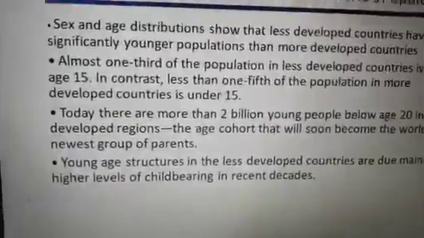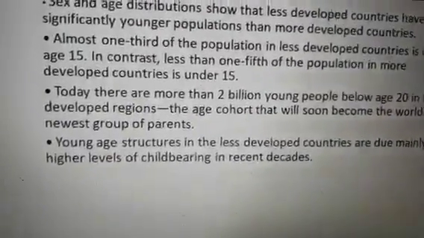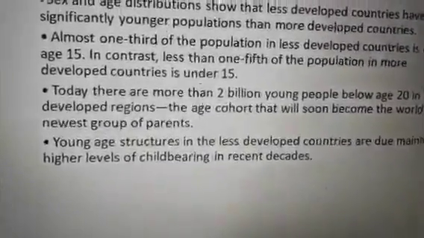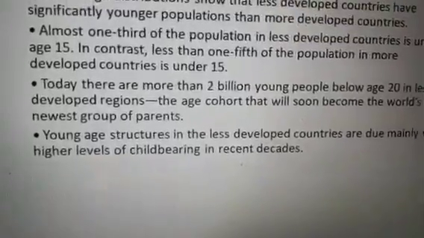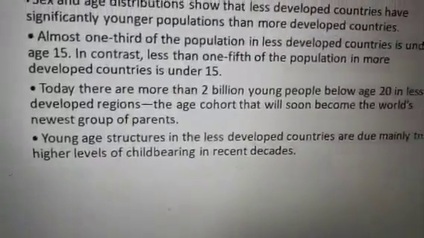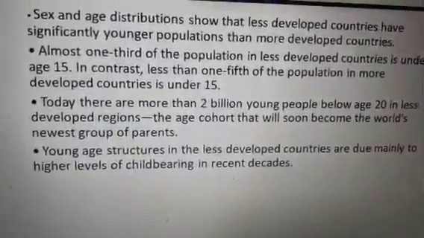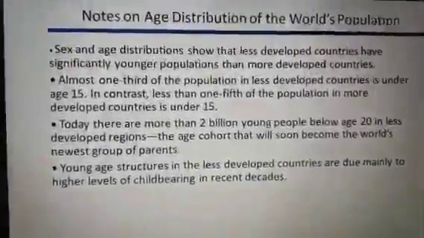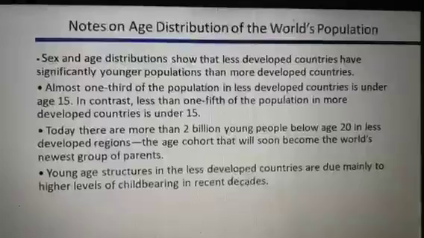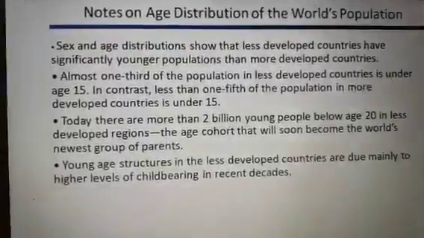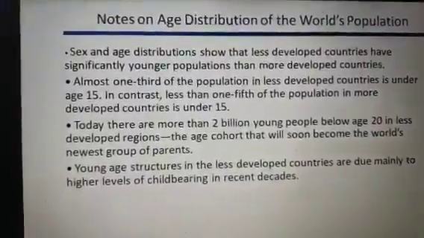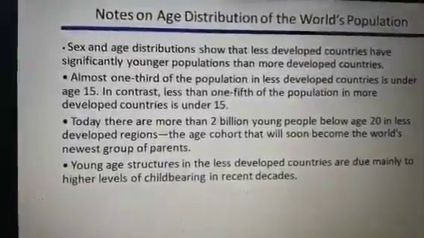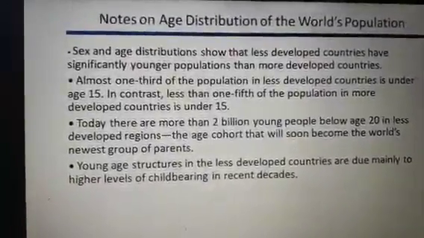And today there are more than 2 billion young people below age 20 in less developed regions, the age cohort that will soon become the world's newest group of parents. Okay, so the young age structure in the less developed countries is mainly due to higher levels of childbearing in recent decades. So this is how you have to explain this type of question: what is the age and sex structure, what is the size and composition distribution of the population around the world, and you have to compare this with the Indian population with the help of data and all the literature.